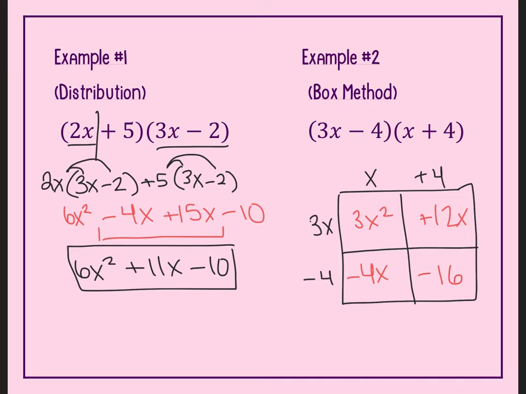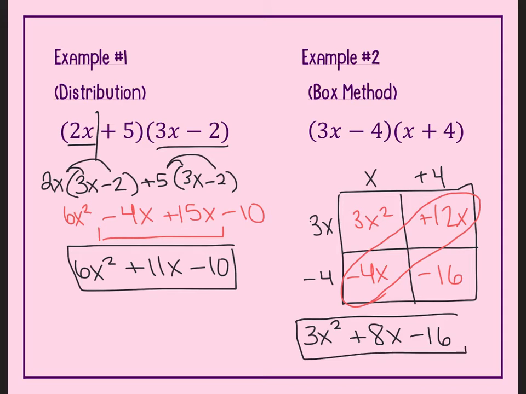And now to combine like terms and to write this in standard form. So here are the like terms. We're going to start with the 3x squared. Then we're going to combine the like terms. We have negative 4 plus 12. Negative 4 plus 12 is a plus 8x. And then we're going to bring down that negative 16, and this is your final answer.